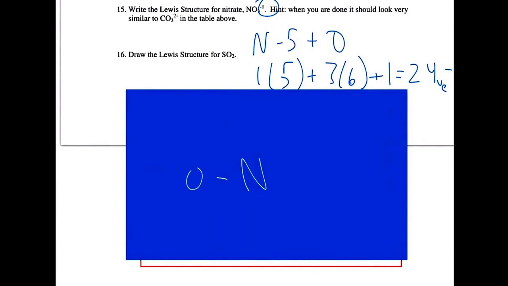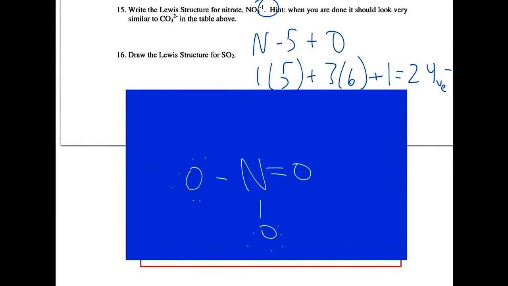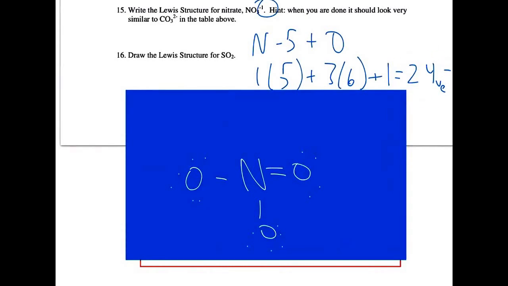N, single bond O, double bond O, single bond O. This needs 6. This needs 6. But this oxygen, 2, 4, it only needs a pair. I overloaded that other oxygen. So now let's count them up. 2, 4, 6, 8, 10, 12, 14, 16, 18, 20, 22, 24. And that matches my 24 up here, so now we're in good shape.